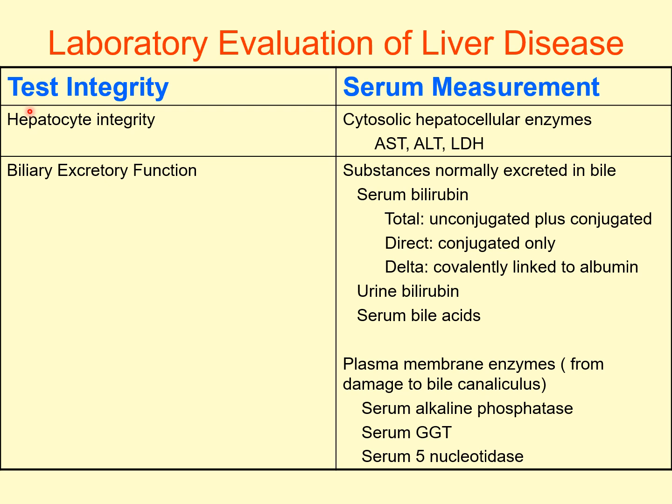And then gamma GTT, gamma glutamyl transpeptidase. This will rise along with the alkaline phosphatase, but is specific for hepatobiliary disease. Okay. Then serum 5-nucleotidase. This is also increased with the alkaline phosphatase for destruction of the plasma membrane of the bile canaliculi. So if the bile canaliculi are damaged, then these 3 enzymes will be increased. Okay. So these are all included in an LFT.